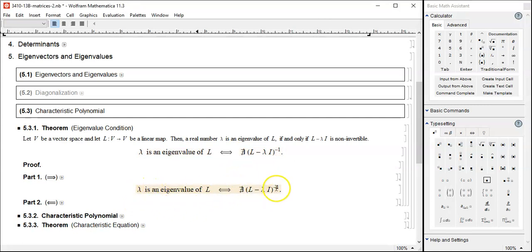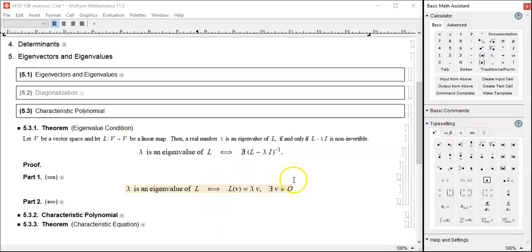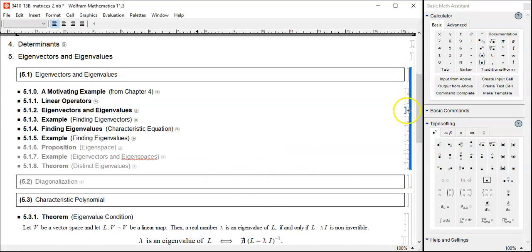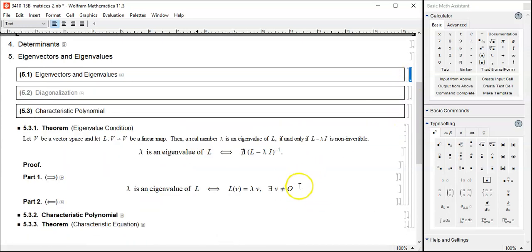So what do you mean by lambda being an eigenvalue of L? Just by the definition, it is this: L of V is equal to lambda times V for some non-zero vector V. That's what it means to be an eigenvalue. Here's the definition. If that non-zero vector exists, then it's called an eigenvector, and this lambda is called an eigenvalue. So that's basically what this is all about.